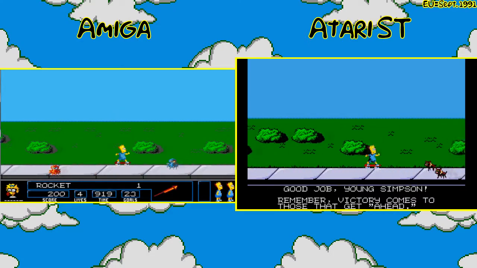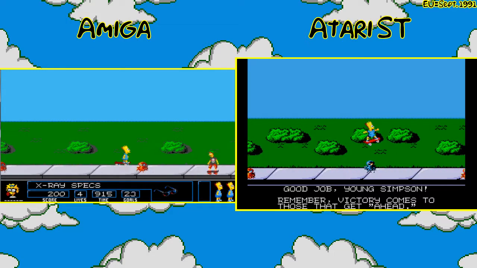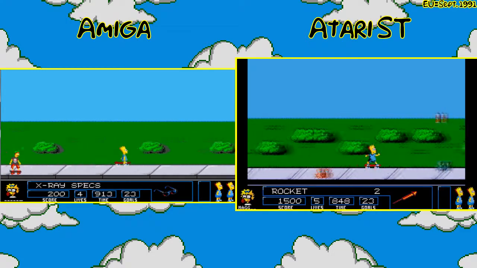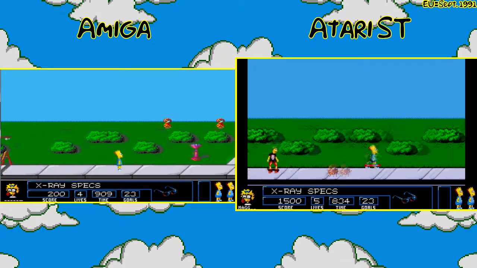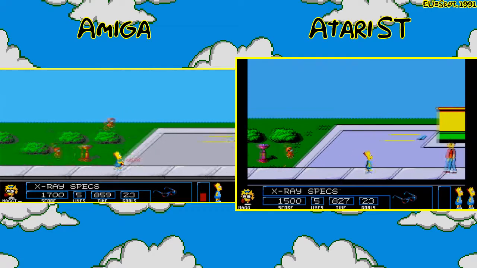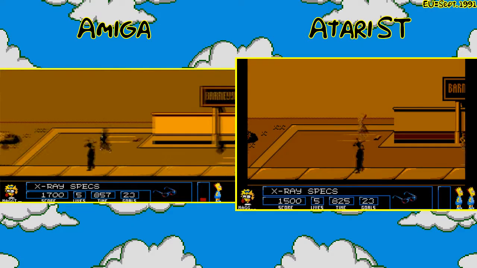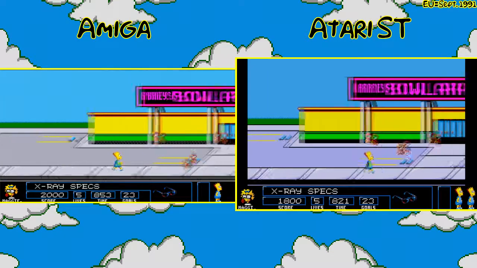But if you pay attention to Bart in the Amiga versus Bart in the Atari, you can just tell how slow everything is. And there I just sped everything up because of how freakishly slow things are. And you can actually make certain jumps that you wouldn't be able to make in the Amiga, just because you have a lot more time to set up, or it's just a lot safer because you're not going as quick.